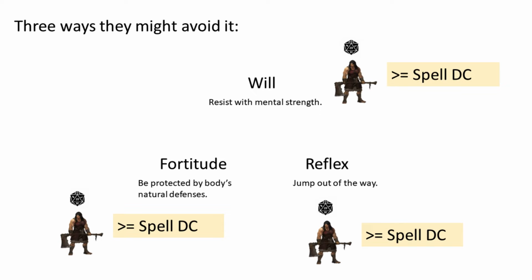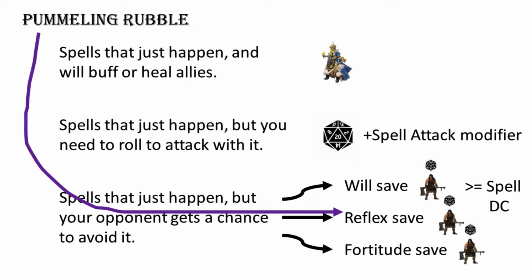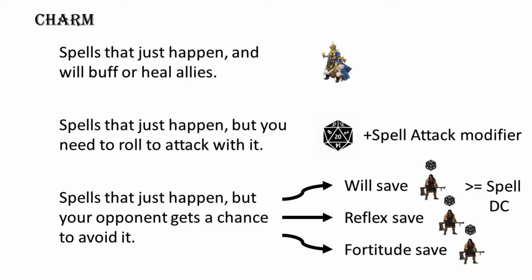However, the opponent cannot just pick one of these things. The way they avoid it depends on the spell. Let's say you cast Pummeling Rubble. Well, then your opponent will get a chance to avoid it with a reflex save. Let's say you cast Charm. In this case, your opponent gets a chance to avoid it with a will save. Let's say you cast Goblin Pox. Your opponent will get a chance to avoid it with a fortitude save.